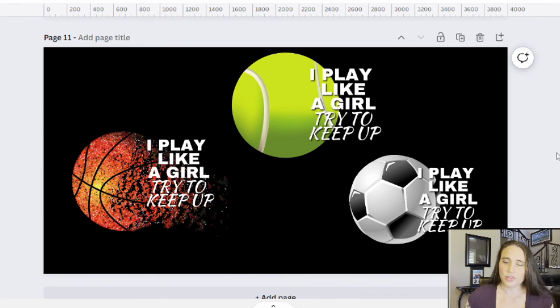And then the last example that I wanted to show you here, this was another sports style design, and it says, you know, I play like a girl, try to keep up, and then you can just change out whatever ball or piece of sports equipment that you wanted, depending on how far out you want to scale this. So right now I've got one for basketball, tennis, I've got one for soccer on there. You can do volleyball, you can do football, you can do bowling, you can do golf, you can do anything that you want. And again, that's another just very kind of popular one.